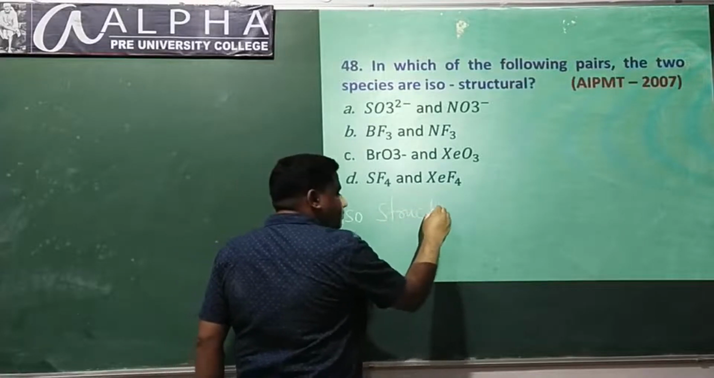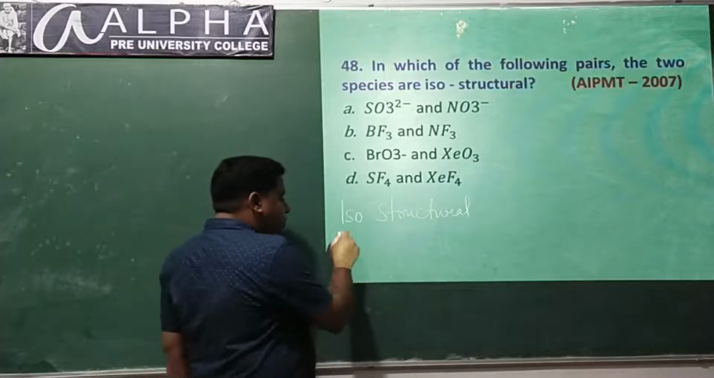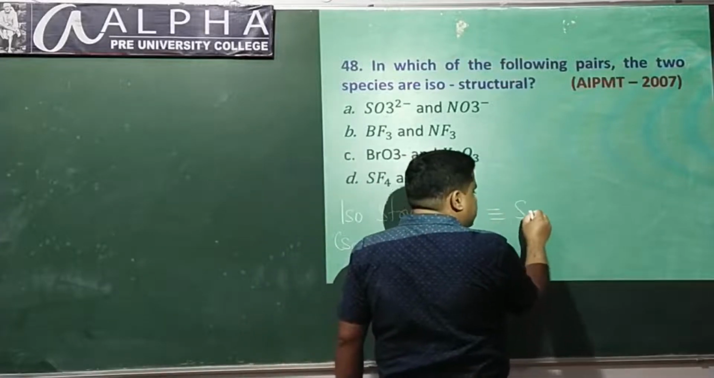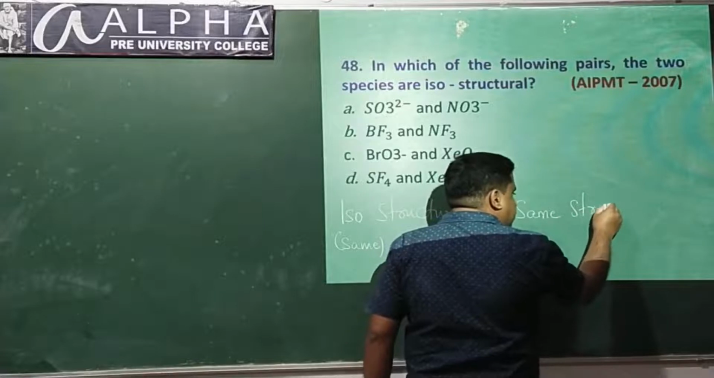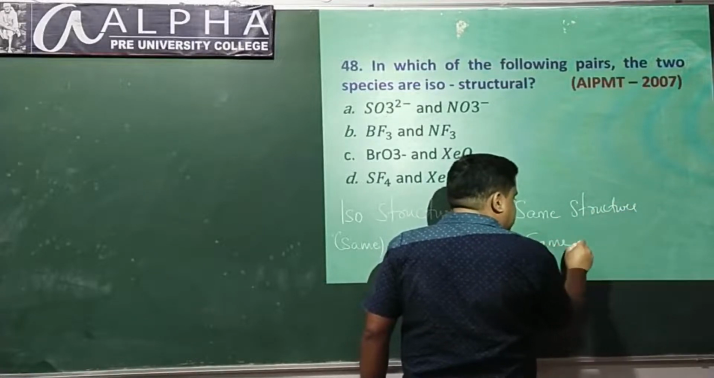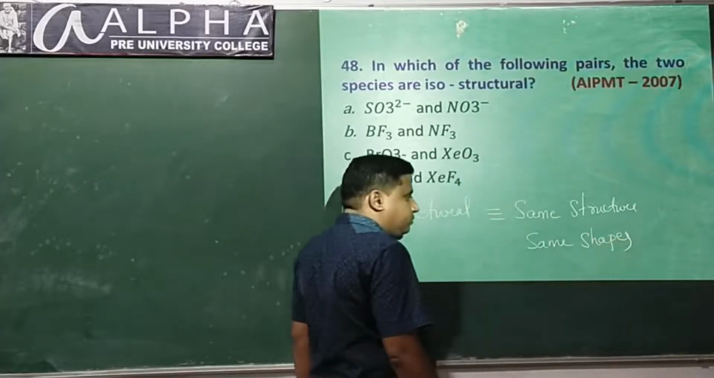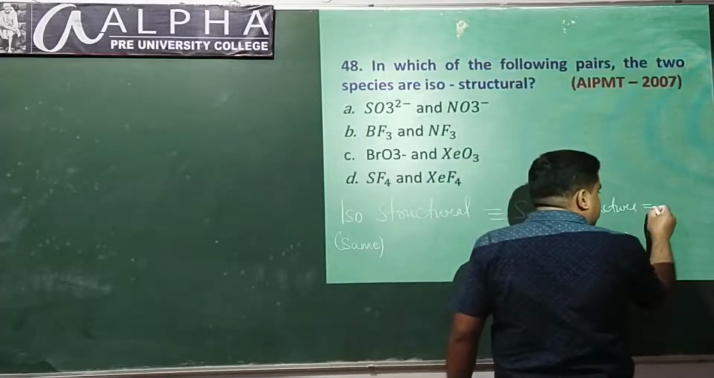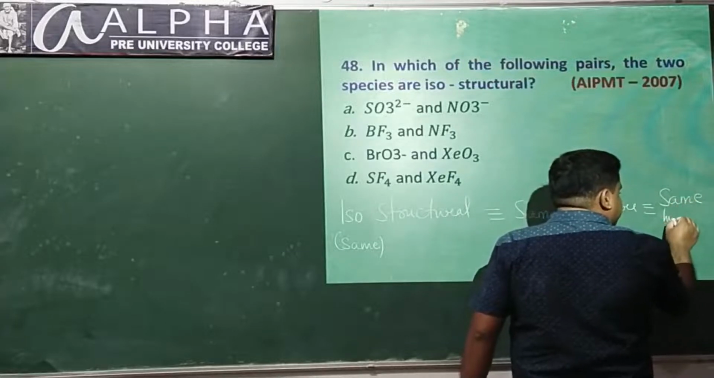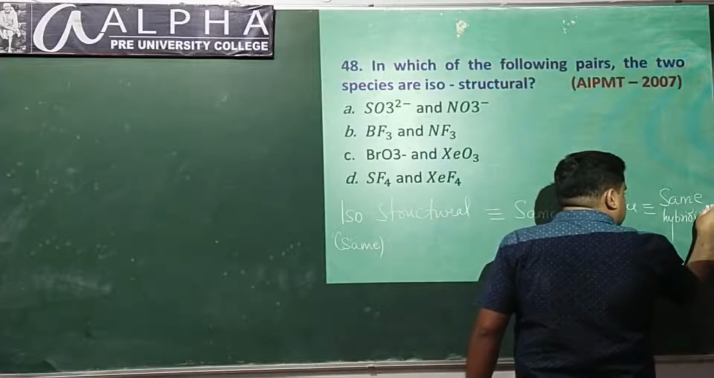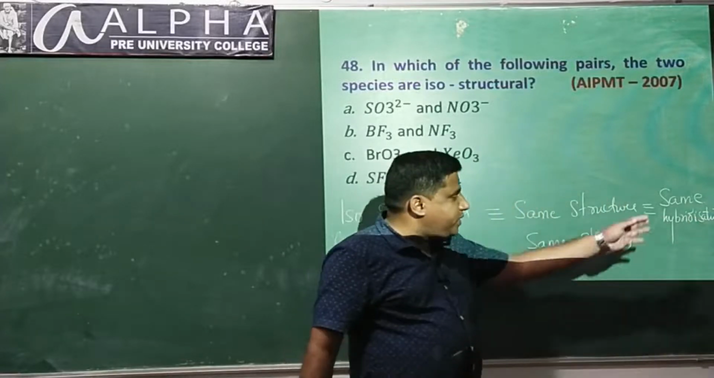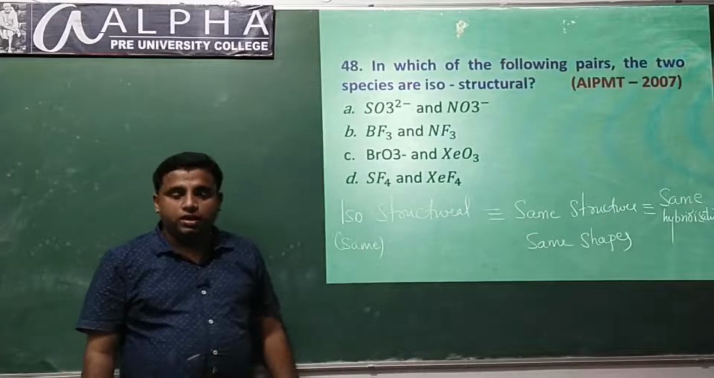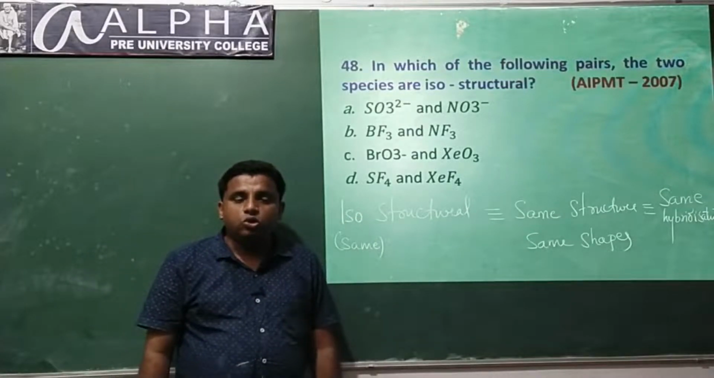Isostructural. Iso means what? Same. That means species having the same structures or same shapes are called isostructural. And when will you say that the two species will have the same structure? They will have the same structure when they have the same hybridization. Only when they have the same hybridization do they have the same structure. If they have the same structure, then those species will be called isostructural species, isn't it?